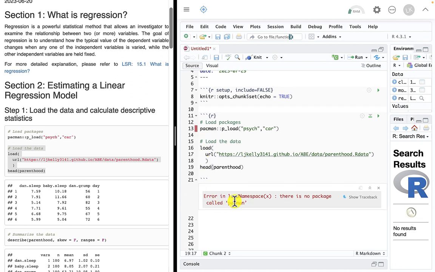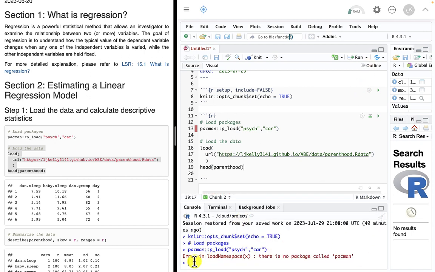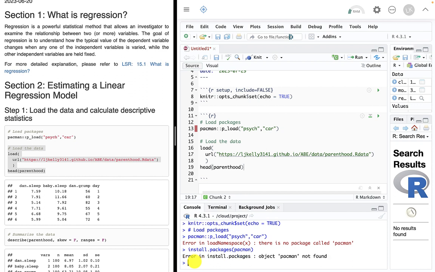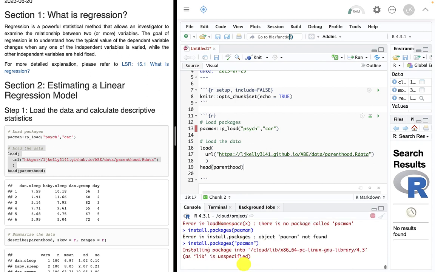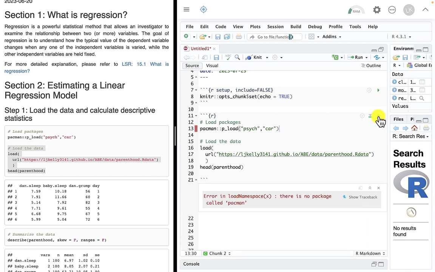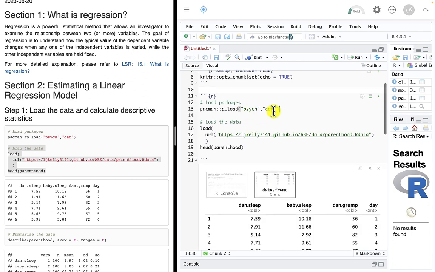All right, so, oh well, crumb. I don't have pacman loaded. I need to do that. So we might as well get that done. I will speed that process up, though. Okay, pacman package loaded. Hooray. Let's go ahead and run this code chunk. Now we're loading the psych and the car package. Awesome. Then we load our data and then we have a look at it.